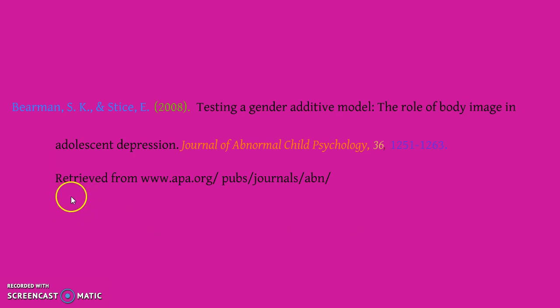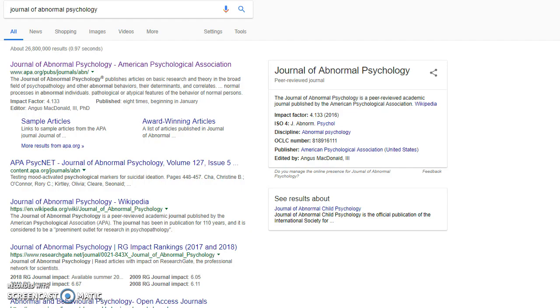The retrieve from statement starts off with "Retrieve from," and then the URL of the home page for the journal. So in this case, the name of the journal is the Journal of Abnormal Child Psychology. In order to find the home page for this journal, I'm going to go out to the web and do a search for the Journal of Abnormal Child Psychology. I've gone out to a search engine and searched, and the results came back with a number of results, including the home page from the publisher, and the publisher is the American Psychological Association, Journal of Abnormal Child Psychology.